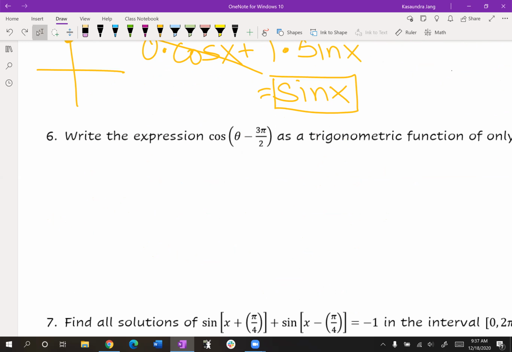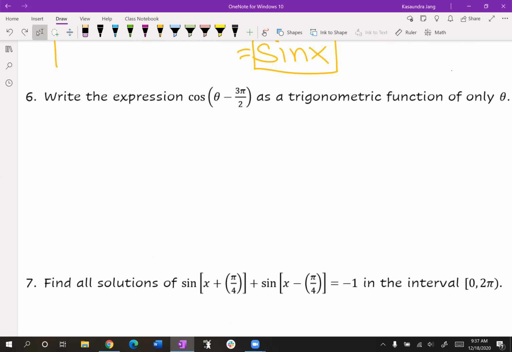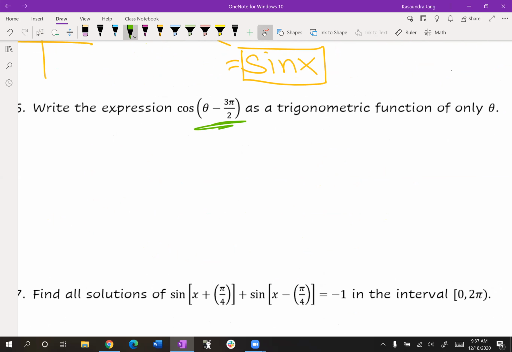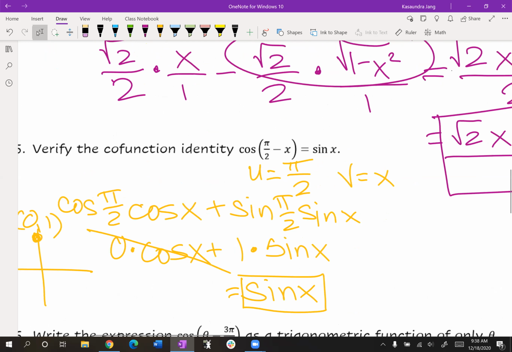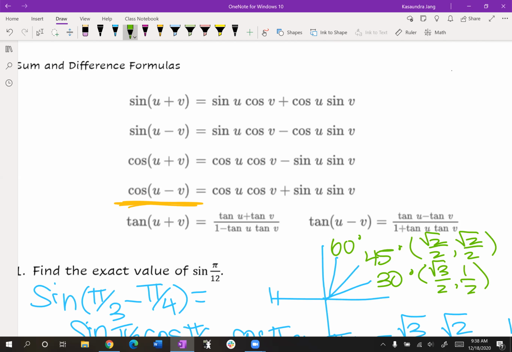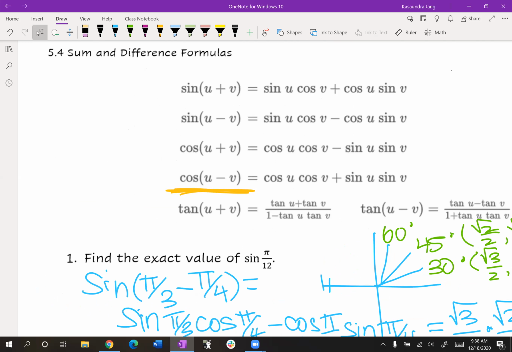All right, I think I've got 2 more. Number 6 here. Write the expression, cosine of theta minus 3 pi halves. I'm gonna look at my formulas again. I've got cosine of 2 things subtracted. So out of my formulas, I'm probably gonna go with the same one we just used, right? Cosine of 2 things subtracted. Okay, whatever I underlined there.